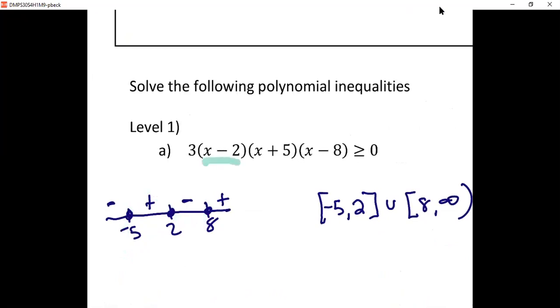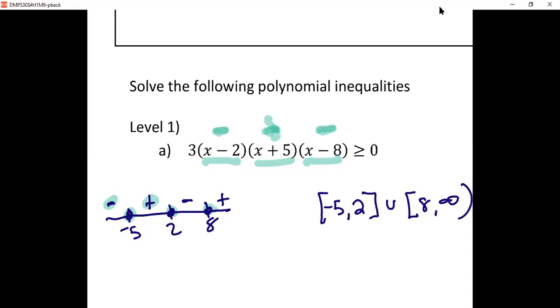If I know where this inequality equals 0, which would be at the intercepts or the zeros, then I test values. So if I plug in a number like -6, I will get 3 times a negative times a negative times a negative. 3 negatives multiplied together give me a negative. If I plug in 0, I will get negative times a positive times a negative. 2 negatives together give me a positive. You keep going through this.